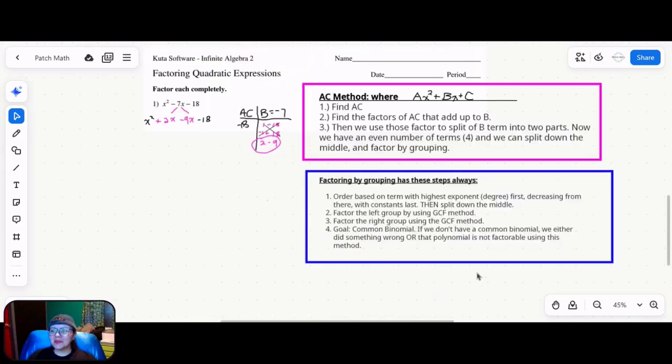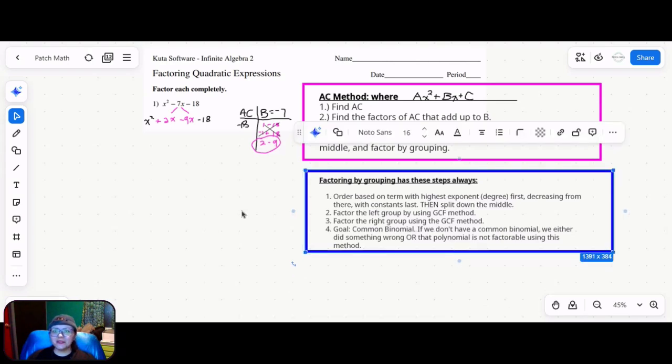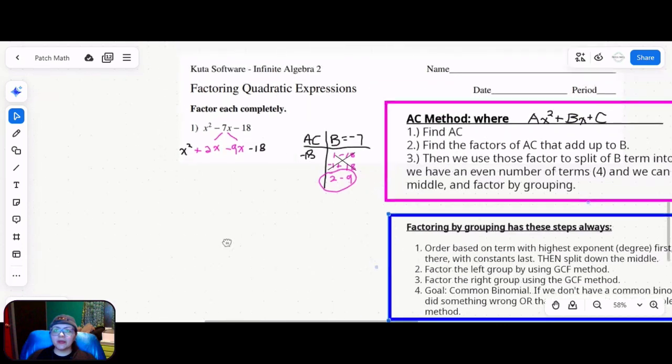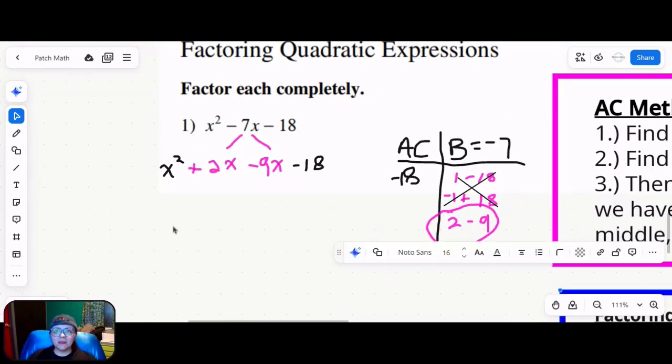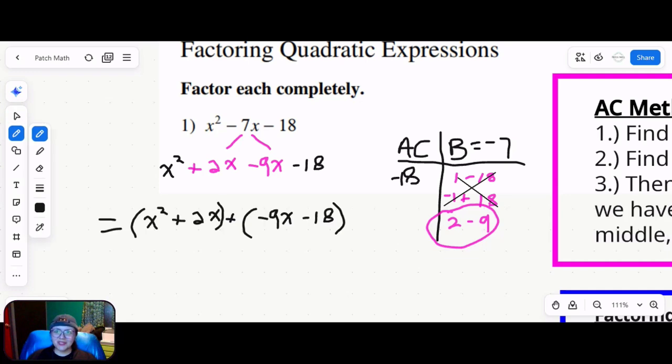As you'll see, I went ahead and brought on down the steps for the factoring by grouping method. We've got the 4 terms. We've got it in order based on degree. And going from there, we will split it down the middle into its 2 groups. Looking there, you'll just see that I took the x squared plus 2x and put it in its own parentheses. Now this is a polynomial. This is added to the right-hand side.